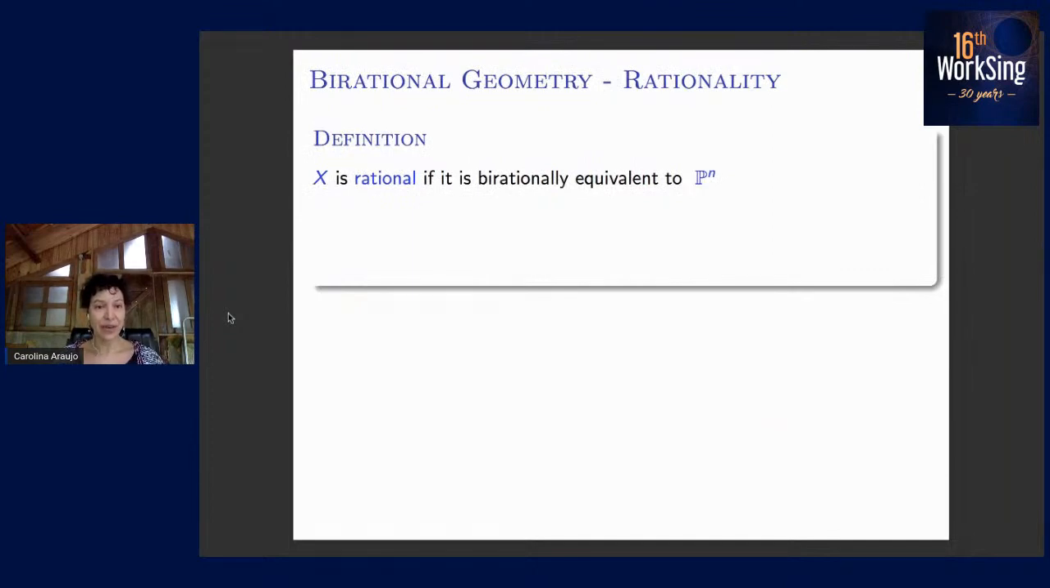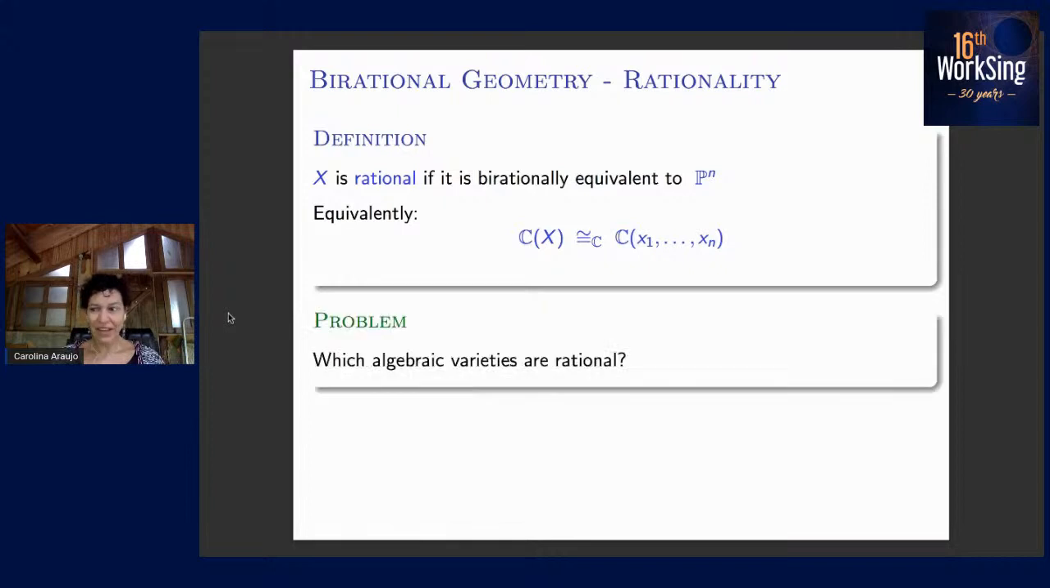We say that a variety is rational if it is birationally equivalent to the projective space, or equivalently, if its function field is isomorphic, as an extension of C, to the function field of P^n. So this is the function field in n variables. And so one central problem in birational geometry is to understand which algebraic varieties are rational.